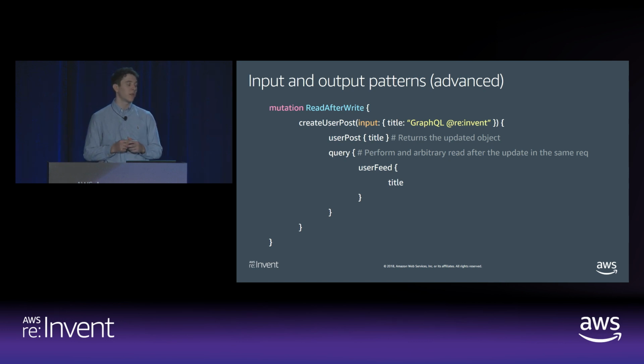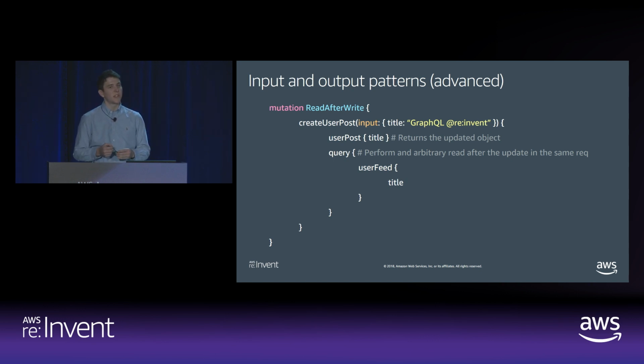We're going to go ahead and call our create user post mutation field. We're going to create a post with the title GraphQL at reinvent. And then we're going to get back the user post and the title, which is the object we just operated on. But then also we're going to make this arbitrary query to go query our user feed.